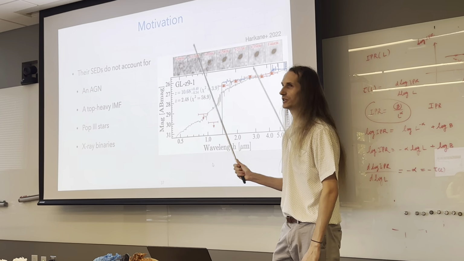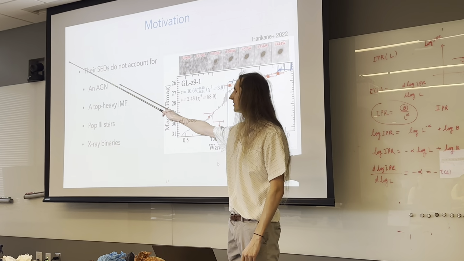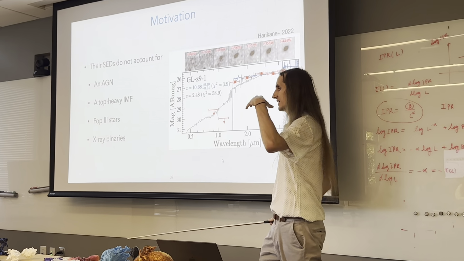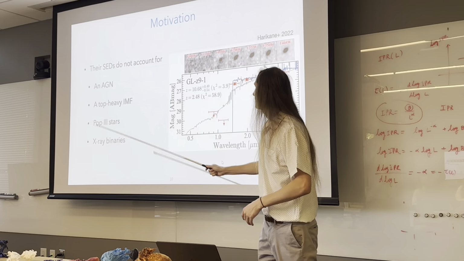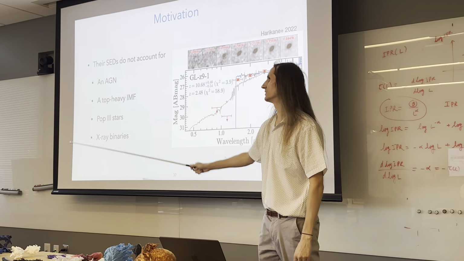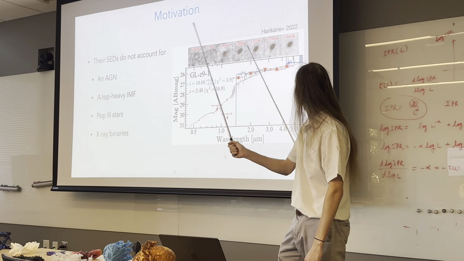Now, the stars aren't the only luminous sources in the universe. If these galaxies have an active galactic nucleus, AGN, or if there's a top-heavy IMF that has a higher fraction of high-mass stars, if these galaxies have Pop III stars in them, or X-ray binaries, these are all things that aren't taken into account when they fit their stellar spectrum to these photometry.